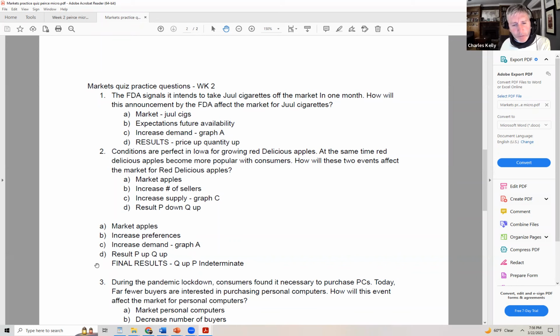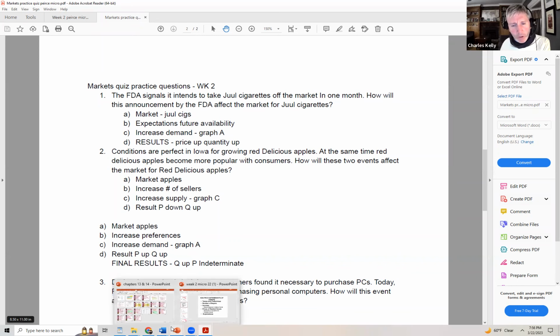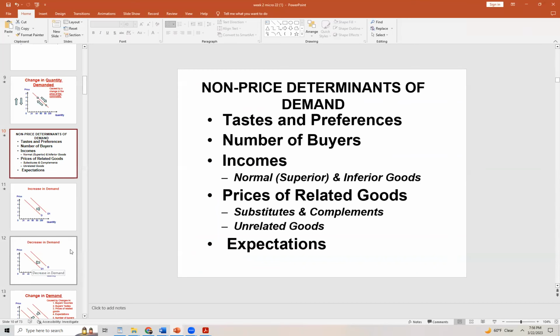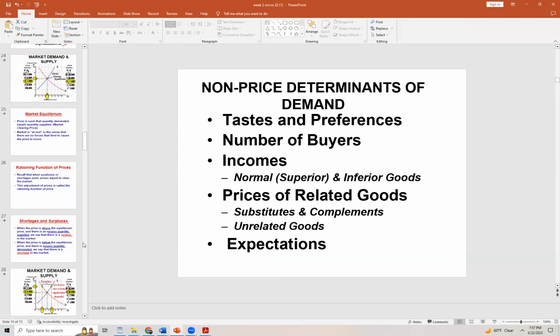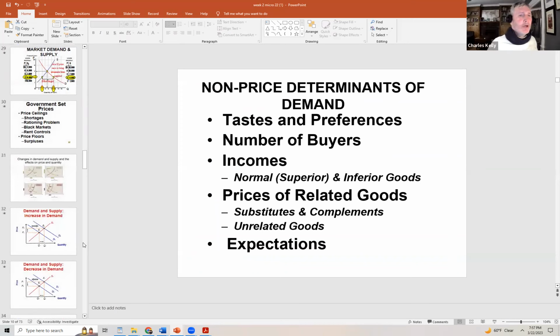I'm going to leave this open and see how much time we have left, but we have to move on to our study of elasticity, because that's important for our discussion question.